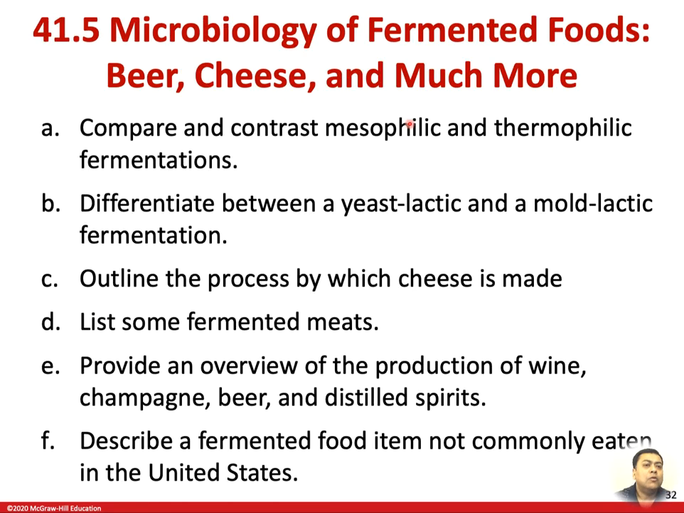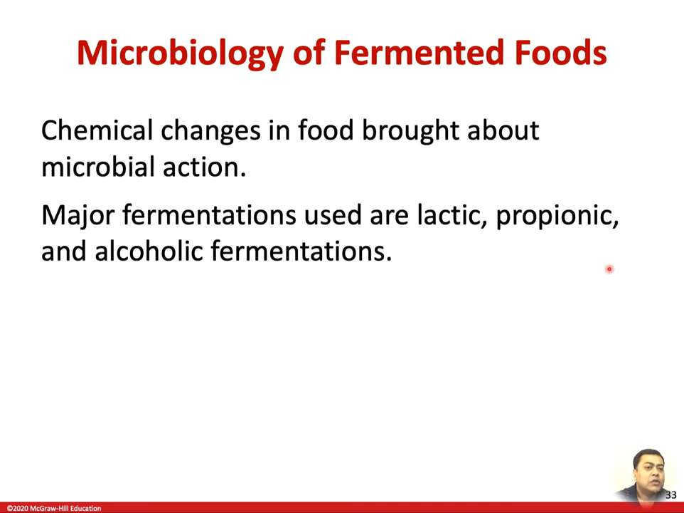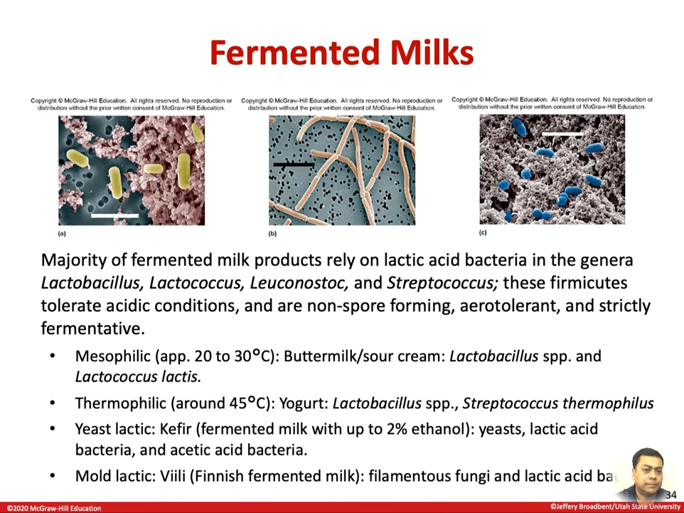So next we are looking at the microbiology of fermented foods like beer, cheese, and much more. And I'm sure that you will probably enjoy this portion. Fermented products are the chemical changes in food brought about by microbial action. The microbial fermentations used are lactic, propionic, and alcoholic fermentation, meaning lactic acid production, propionic acid production, and alcohol fermentation. So these are some of the main processes.